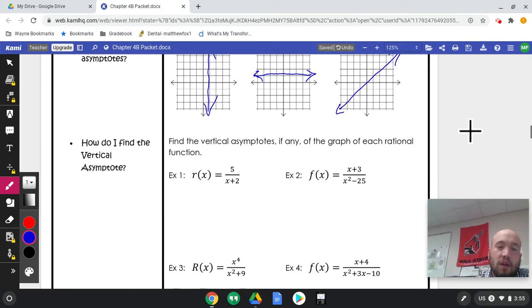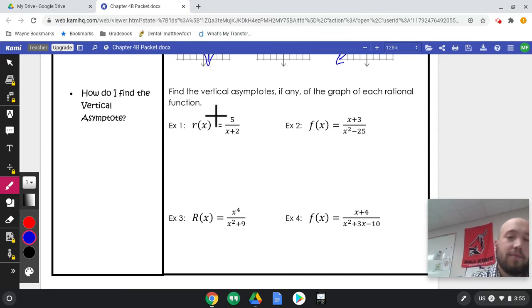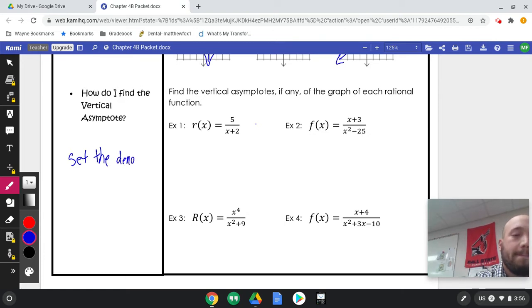So when we are finding vertical asymptotes, and tomorrow we'll talk about how to graph them, but for today, when we're looking at the equation and trying to find the vertical asymptotes, first we can factor out any GCF if we have them, but in this case we don't on number 1. And then all we have to do is set the denominator equal to 0 and then go ahead and solve that.